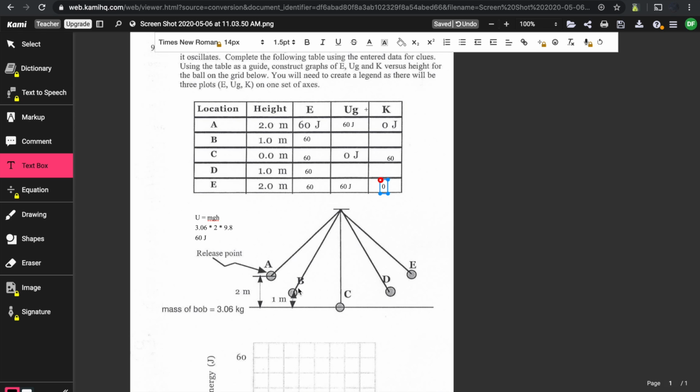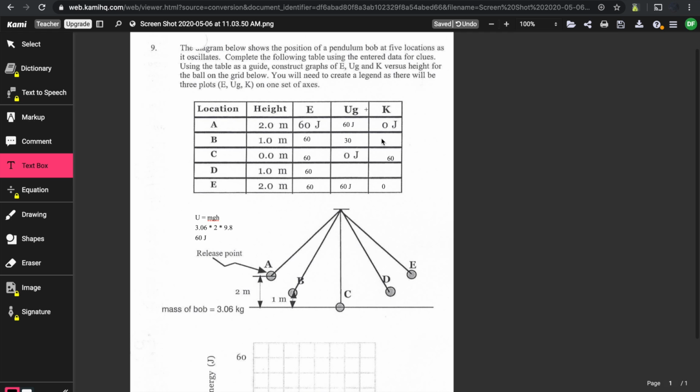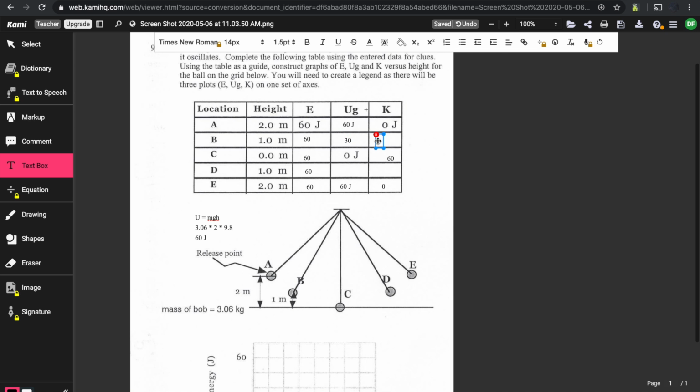If you look at letter B, it's halfway down. It's half the height, at 1 meter. If you do the math, guess what you're going to get for U? You're going to get 30. It's halfway down, so it's half. Half of 60 is 30. Well, what plus 30 equals 60? So this one's going to be 30. 30 plus 30 equals 60. This is the same thing: it's halfway down, but on the other side of the swing. So 30 plus 30 equals 60.